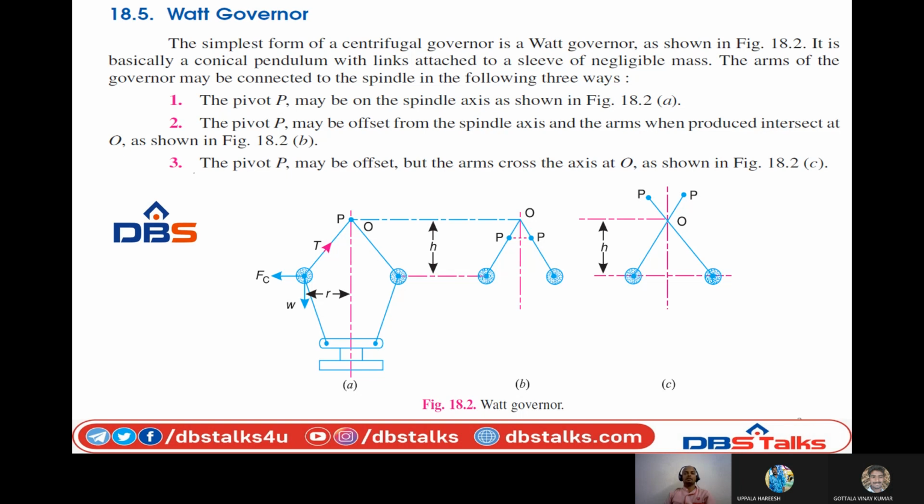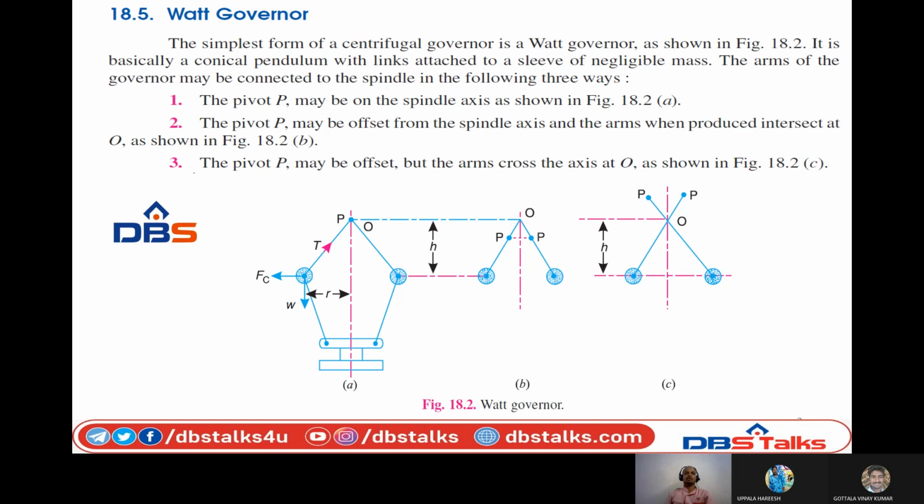That means if you see in the B diagram and compare with the C, this P is offset from the O, and in the C diagram also the P points are offset from the O axis. The only difference is that these are away or cross out the arms. So this is the only difference. Then that means we can put the position of P in any of these three ways shown in the three diagrams.